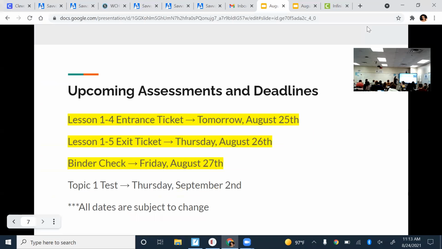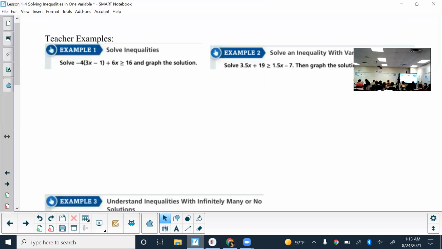I'm expecting good scores. I don't think that the exit or the entrance ticket is like one of those that tries to trick you a lot. So, expecting good scores on that. Plus, you guys seem to be good at solving equations, and solving inequalities is like 90% the same.